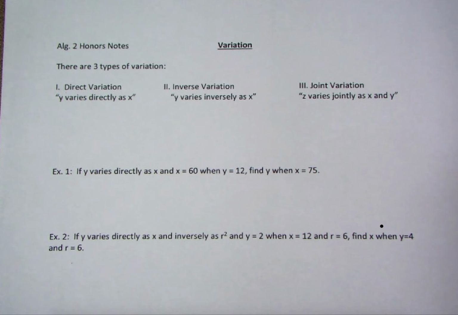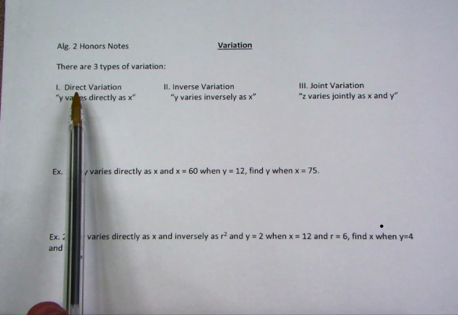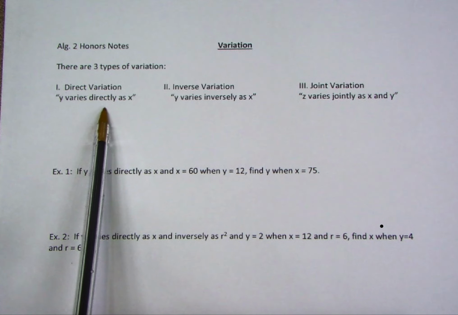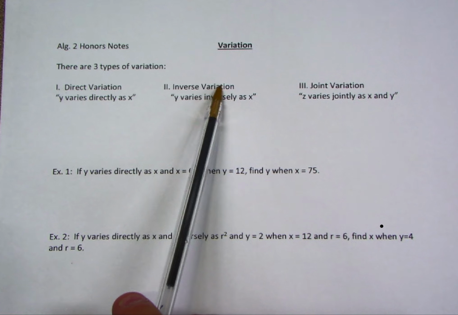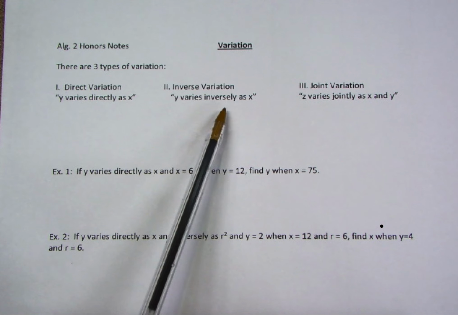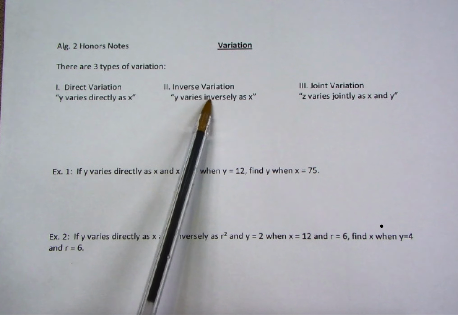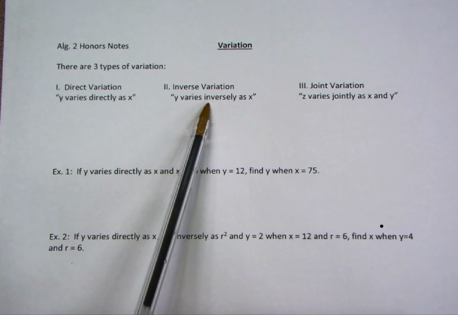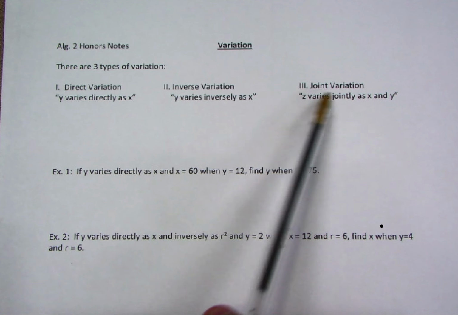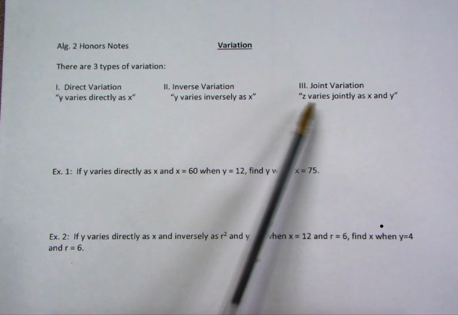So for this particular lesson, we're going to talk about three different types of variation. We're going to have direct variation, where two variables vary directly, or we could say they're directly proportional. There could be inverse variation. So y varies inversely as x, or we could say y is inversely proportional to x. Direct means as one goes up, the other goes up. Inverse means as one goes up, the other goes down. Joint variation is probably the one that's going to show up the least. It's the same as direct, except you're dealing with two variables instead of just one variable.